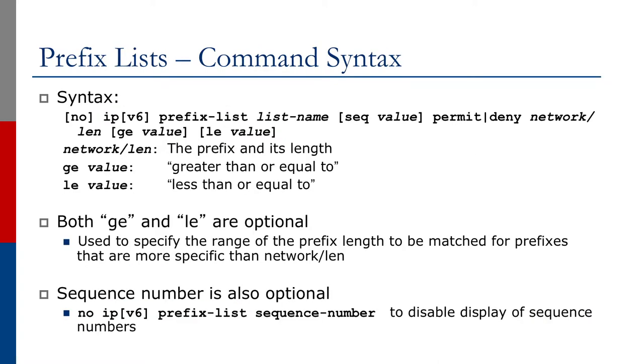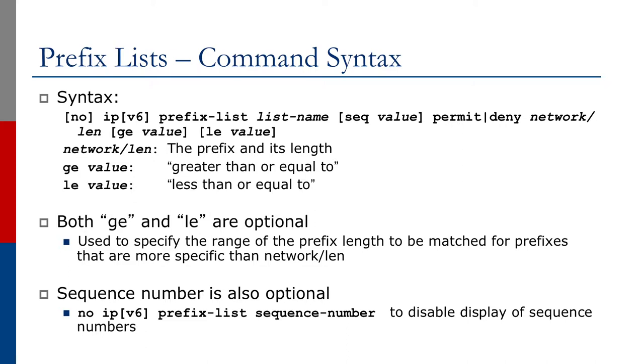So this slide shows you the syntax of a prefix list. You will notice that the syntax is the same for IPv4 or IPv6, the only difference being the first keyword is either IP or IPv6. To create a prefix list line, you say ip prefix-list, and then you give it a name. You have an optional sequence, and then either you're going to permit or deny this particular network. You specify the network and the subnet mask length.